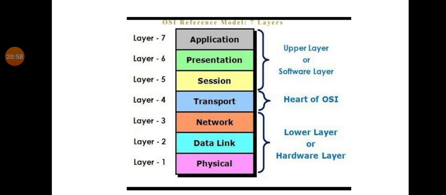That means taking the message, converting it into bits, then converting bits into frames by adding some error detection code, then converting that frame into packets by dividing the complete frame into small packets, like that.